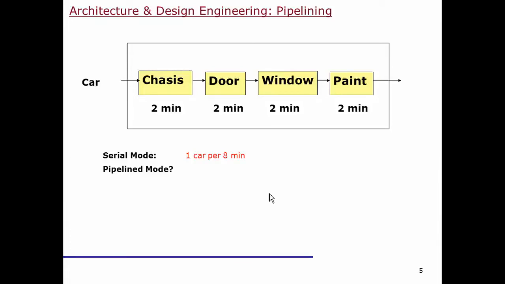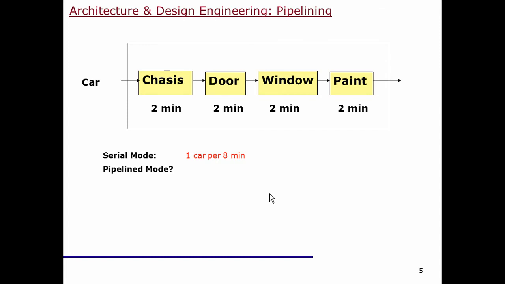Well, the first sort of example I'll cover is a fictitious example, and it illustrates an important pattern of pipelining. So let's say you're assembling a car, and there are 4 stages in the assembly, wherein each stage takes 2 minutes. Now, if the car is processed in serial mode, that is, when a car comes in, no other car can be processed until the entire car comes out. And this entire pipeline takes 8 minutes, so in serial mode your throughput is 1 car every 8 minutes.